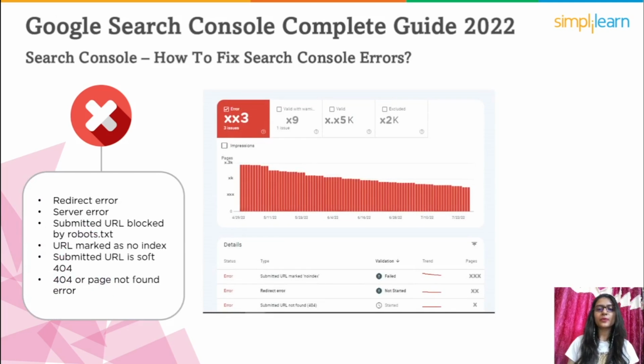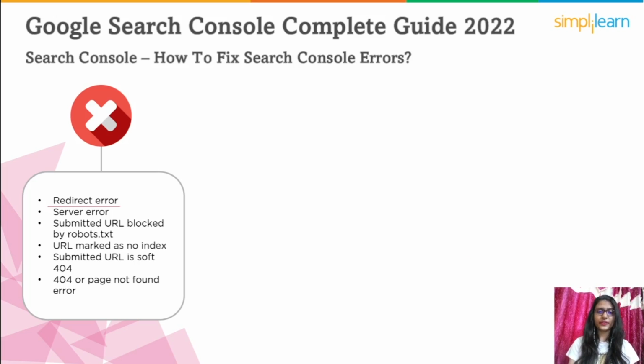Let's discuss the errors in detail and how we can fix them. Some popular errors from the Search Console are listed below: the redirect error, server error, submitted URLs blocked by robots.txt, URL marked as no index, submitted URL is a soft 404, and 404 or page not found error. So let's first know about the redirect error.